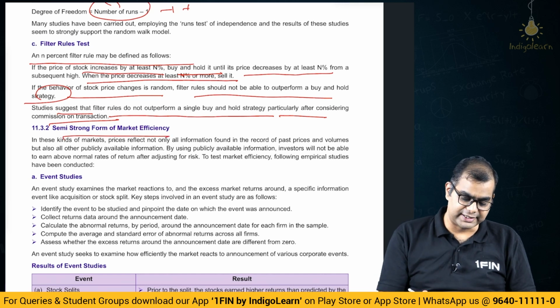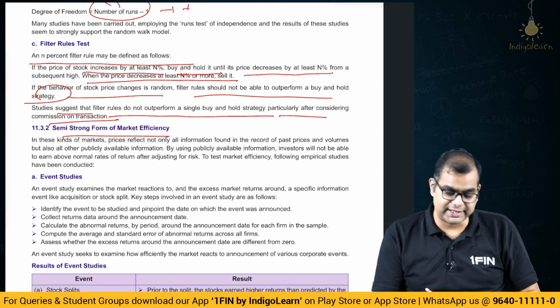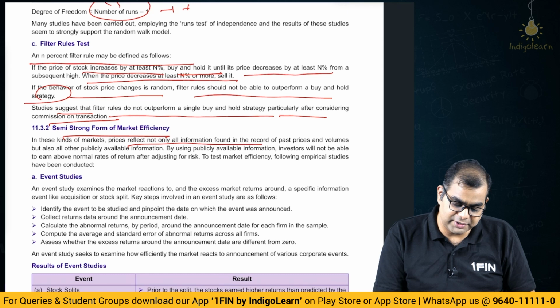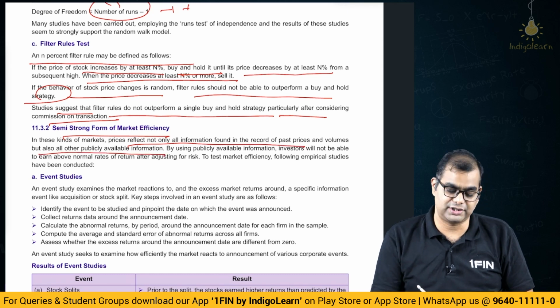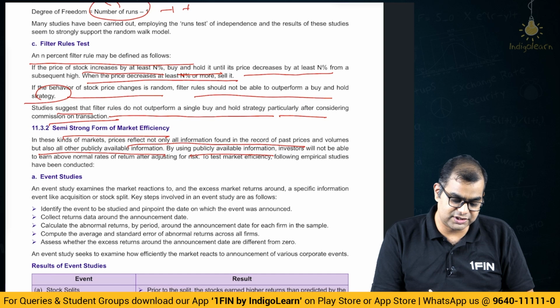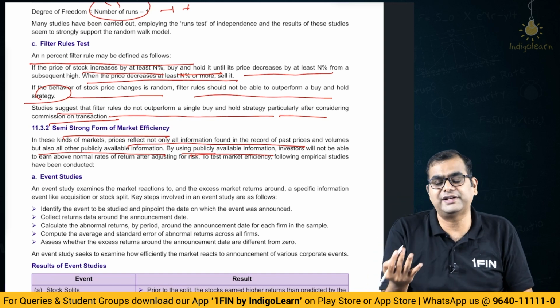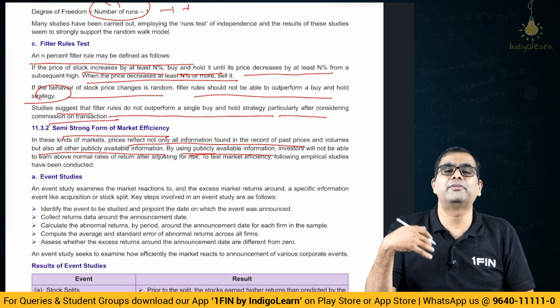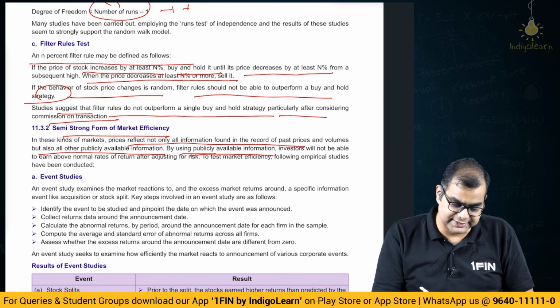Then the semi-strong market. What is a semi-strong market? In this kind of market, prices reflect not only all information found in the record of past prices, but all other publicly available information. Because prices already reflect public information, using that, investors will not be able to make any extraordinary gains.